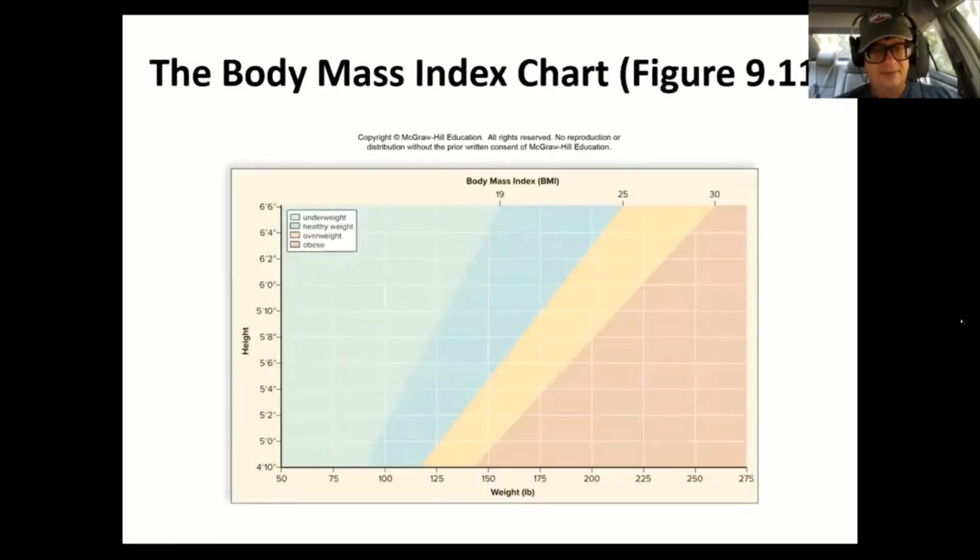All right. There's a BMI chart. And it's a chart. You can read the chart. It has weight on the x-axis, it has height on the y-axis. And okay, so let's move on.